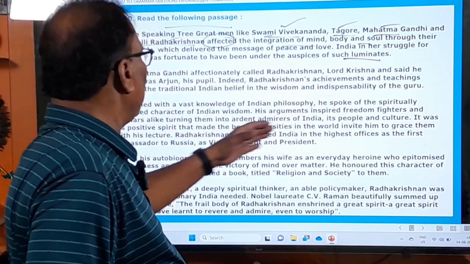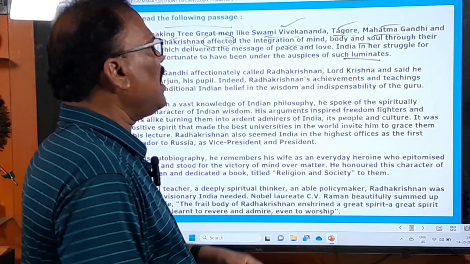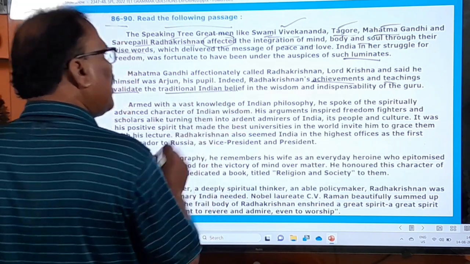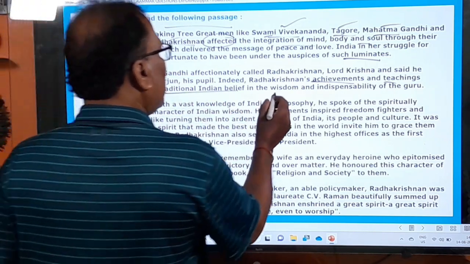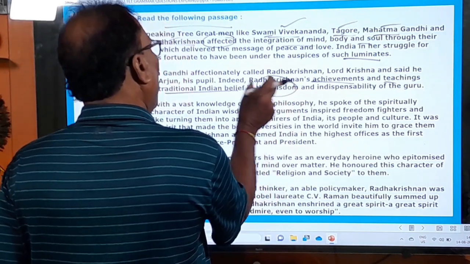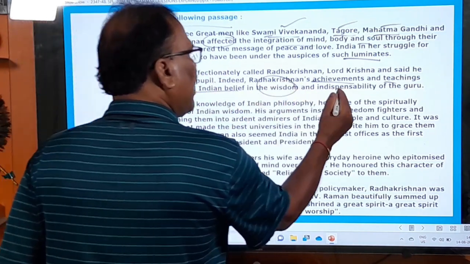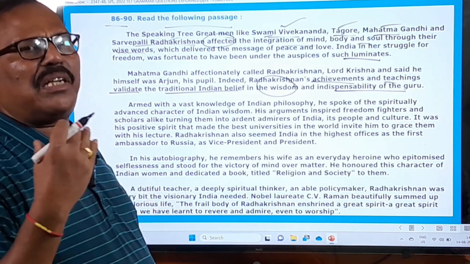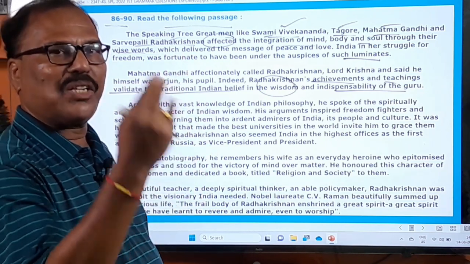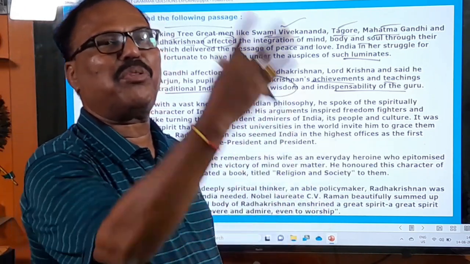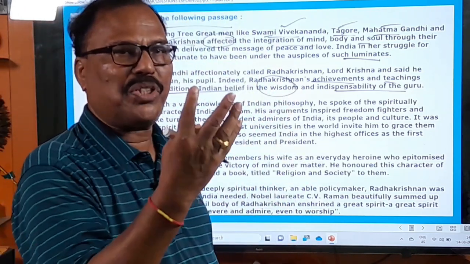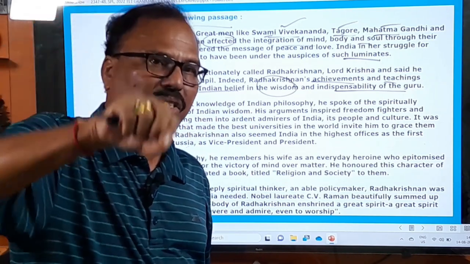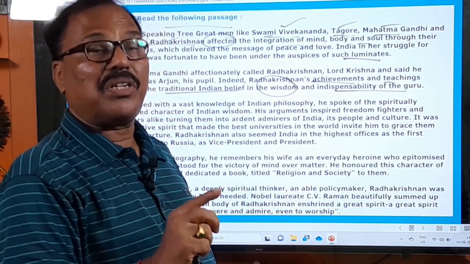Indeed, Radhakrishnan's achievements and teachings validate the traditional belief in the wisdom and indispensability of the Guru. He supported the traditional Indian belief in wisdom and in the indispensability of the Guru, the existence of the Guru. Without a Guru, you cannot get a good education. There are so many guides and books available in the market, so many bookstalls. But you don't just go to the bookshop, buy some books and read them for yourself and get knowledge. Only when a teacher teaches you do you get that knowledge. That's why, Acharya Devo Bhava.